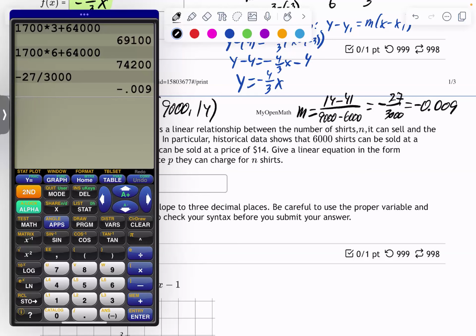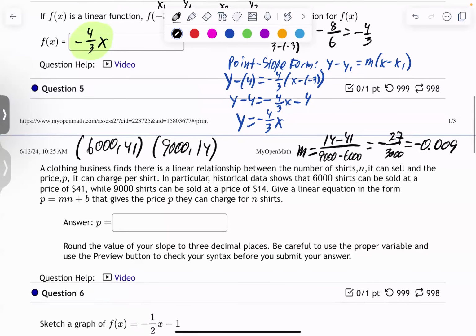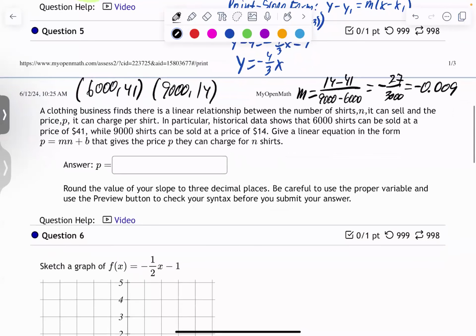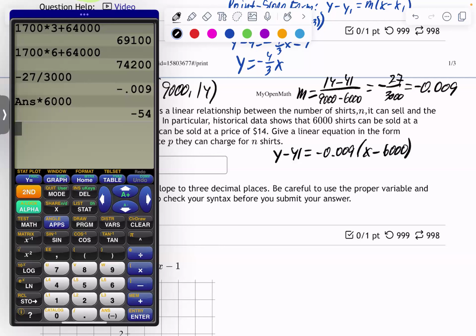And I can use either point, and I'm going to use point slope form again. You can see that up there. Y minus y sub 1 equals m times x minus x sub 1. And I'm going to plug that in. I'm going to use the first point here. So this is going to be y minus 41 equals negative 0.009 times x minus 6,000. And I'm going to take that number times 6,000. So this is going to give me y minus 41 equals negative 0.009x plus 54.